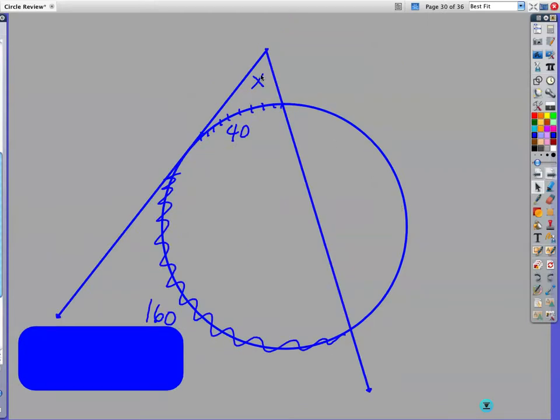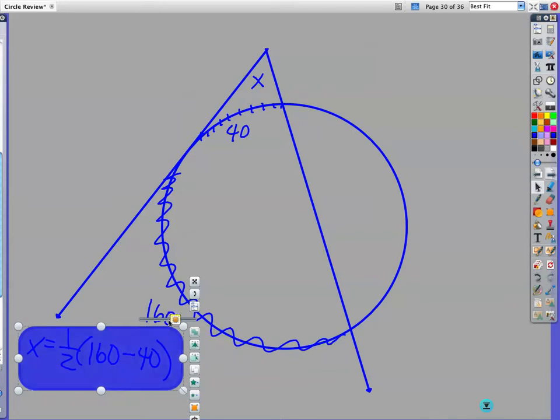All right, we have an angle, a secant, and a tangent. The large arc minus the small arc, take it times 1/2, that's equal to x. All right, so you're going to take 1/2 times the large arc, which is 160. Your small arc is 40. That'll give you the value of x.